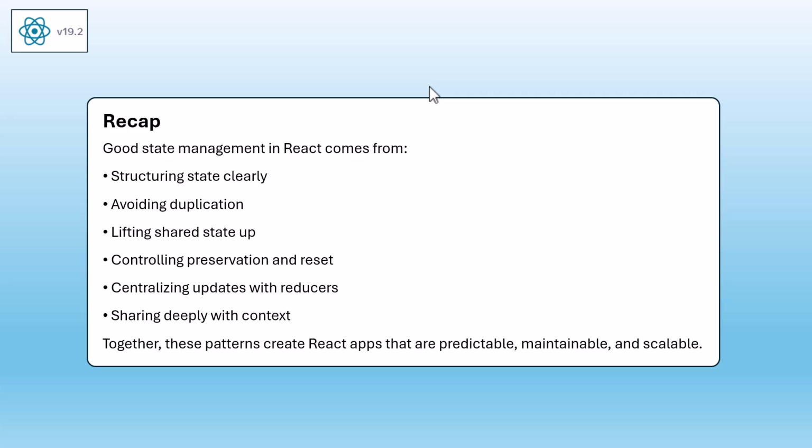9. Conclusion. Managing state effectively is one of the most important aspects of building reliable and scalable React applications. You've seen how to structure state thoughtfully, avoid duplication, share it between components, preserve or reset it when needed, and centralize its logic using reducers and context. Each of these techniques builds upon the previous ones, giving you a complete toolkit for handling the growing complexity of your apps with clarity and confidence.